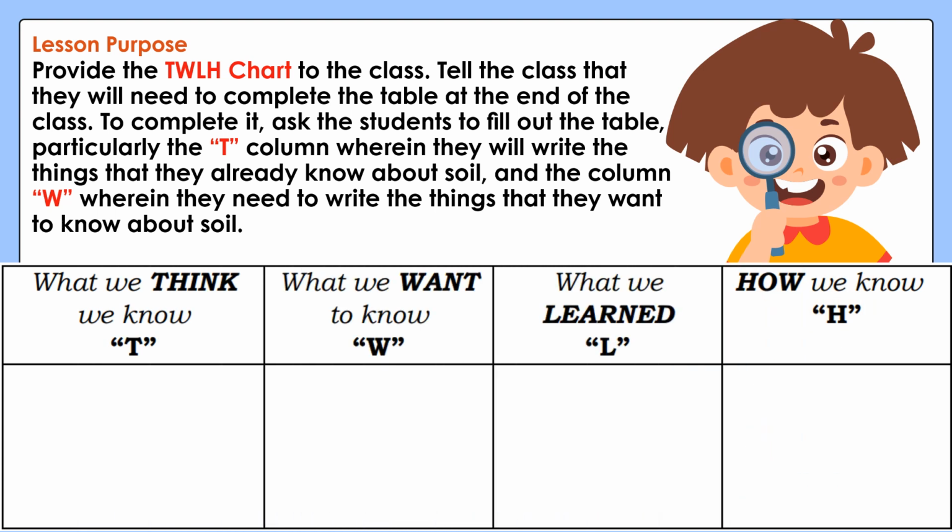Here's the table. First column, what we think we know, T. Second column, what we want to know, W. Third column, what we learned, or L. And last column, how we know, H.